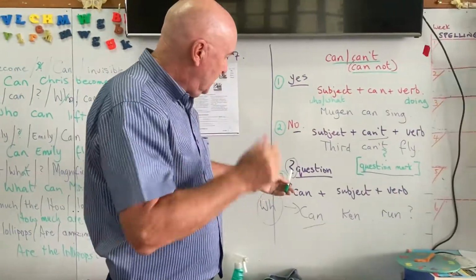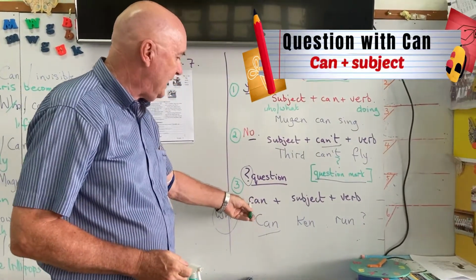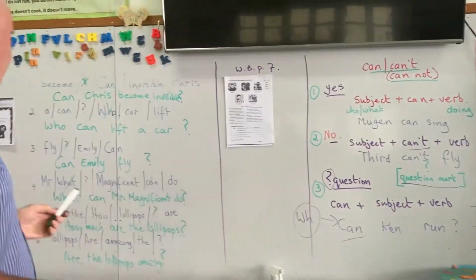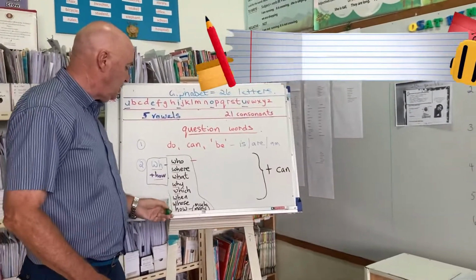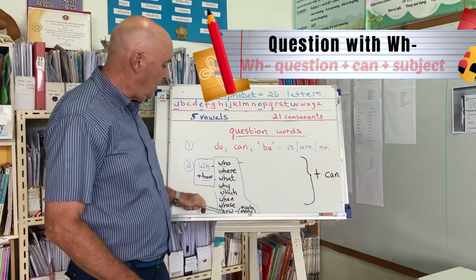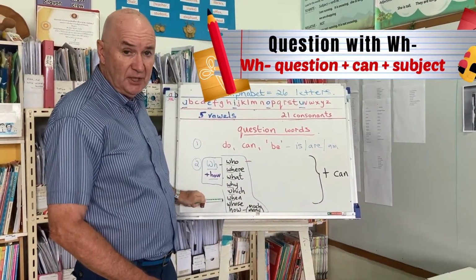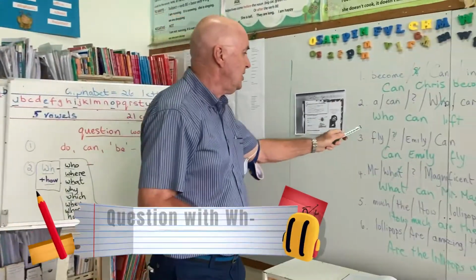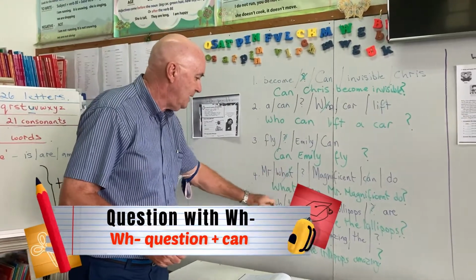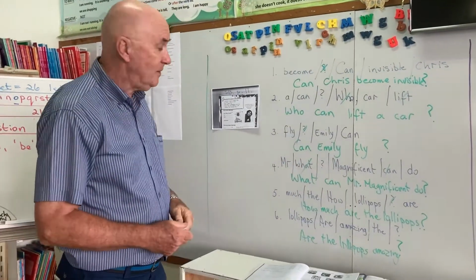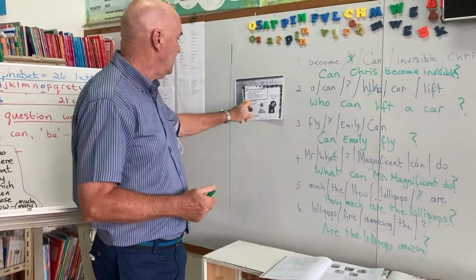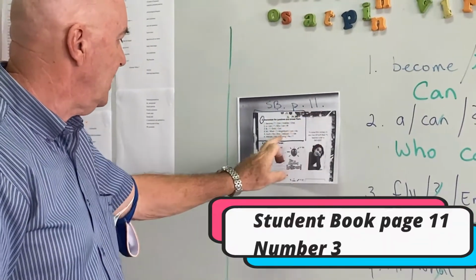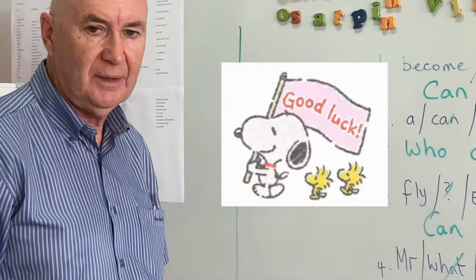So, not easy, but let's go back over here to look. So, to make a question, we put can and then the subject. But if there's a WH question word or how, that always comes first in English, and then can will come after it. So like this, who can, what can, okay? Like that. That's how we make questions in English. So see if you can write in the answers. Student book page 11, number 3. Good luck.